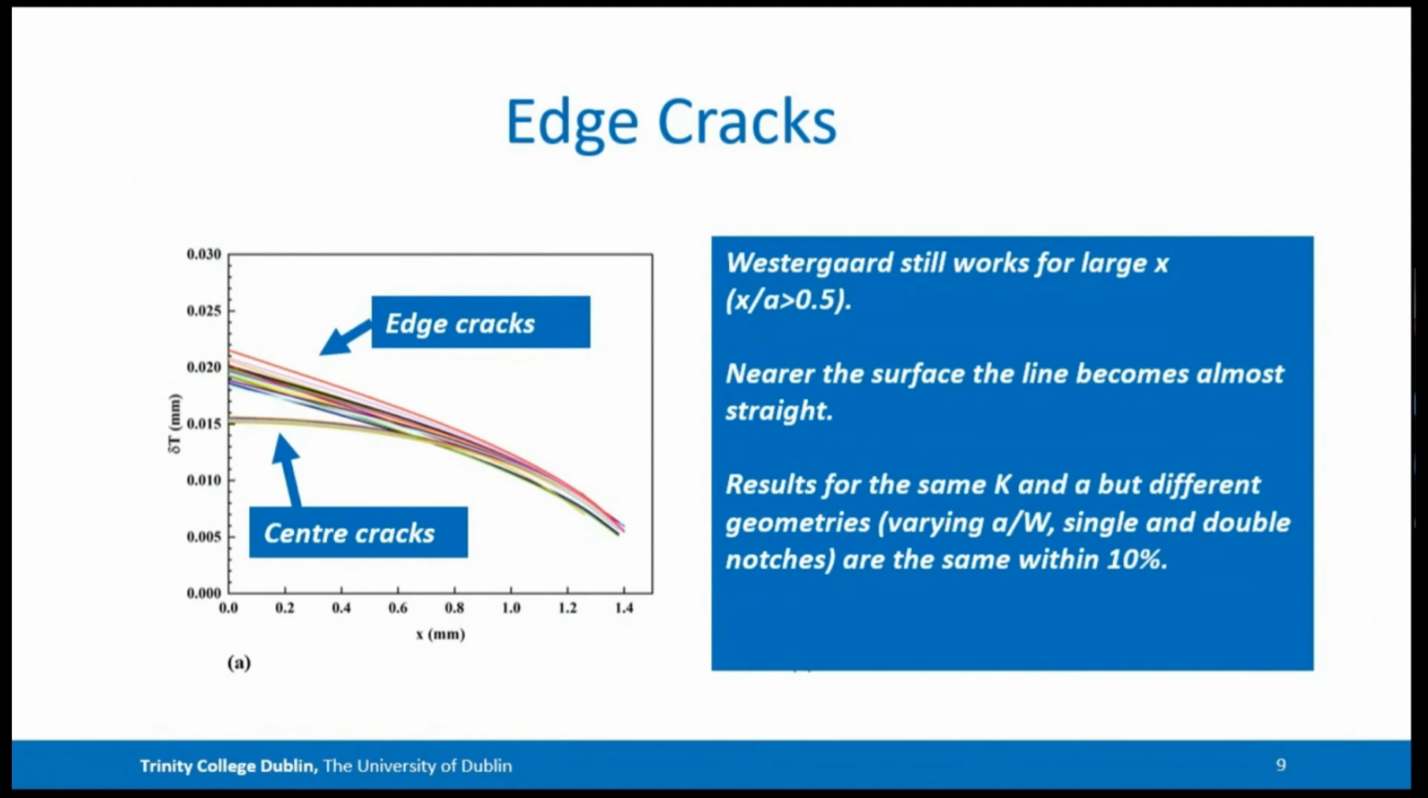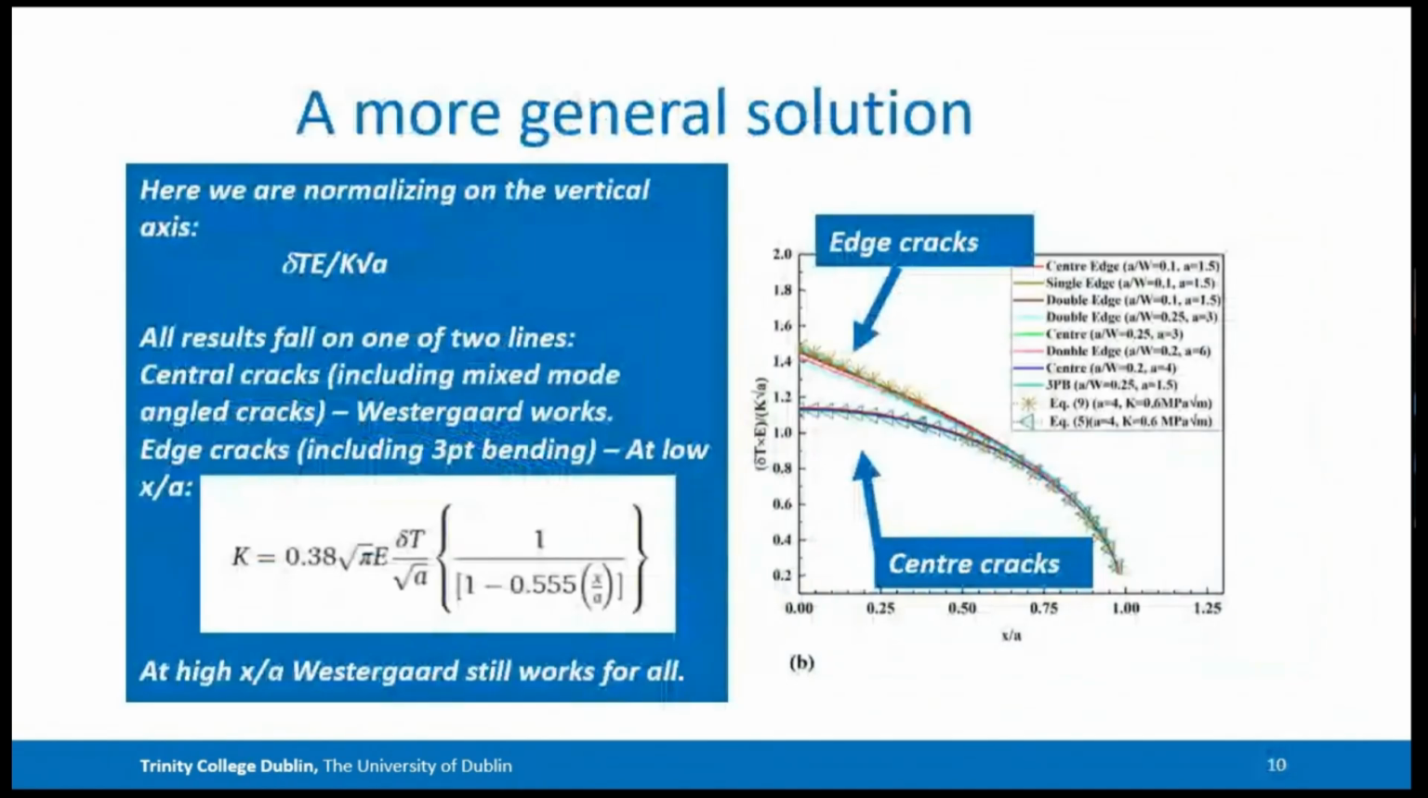And in fact, that part of the graph, from 0 to 0.5 here, to halfway along the crack, is easily described by a straight line. Whereas when you get out here, Westergaard is pretty much working for both center and edge cracks. So we just found a simple equation to describe that straight line, and that's there.